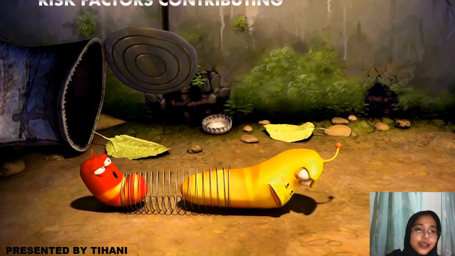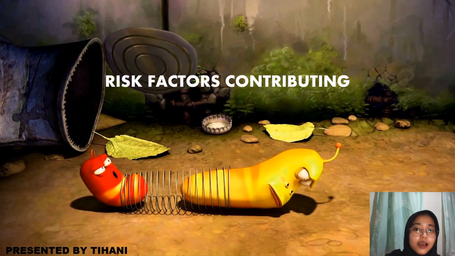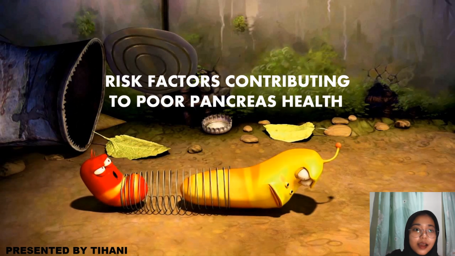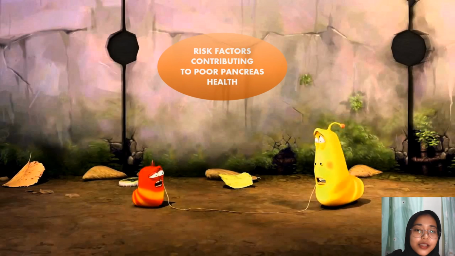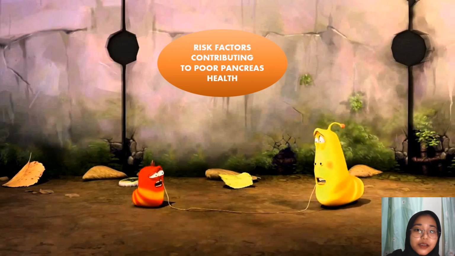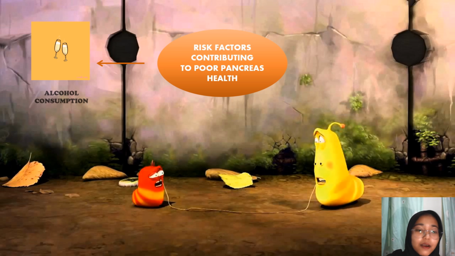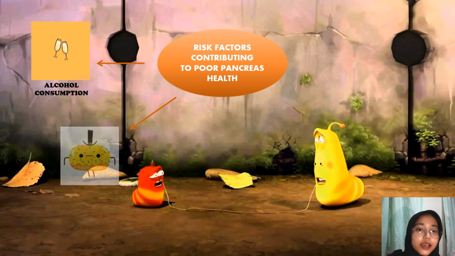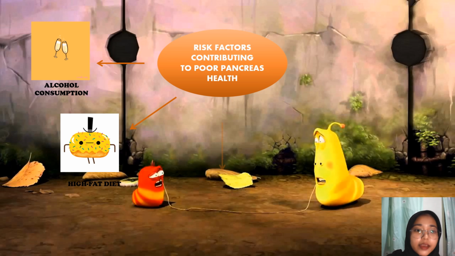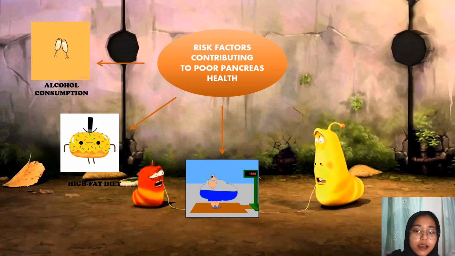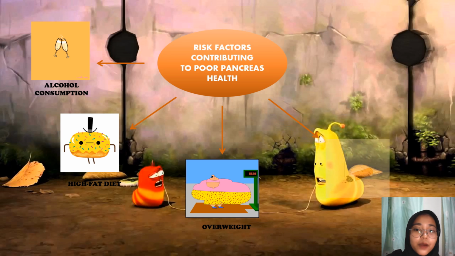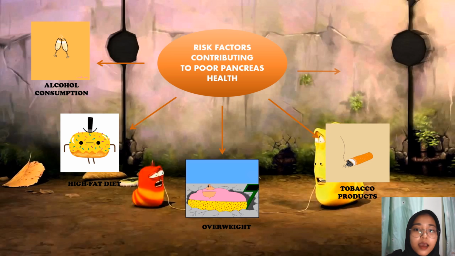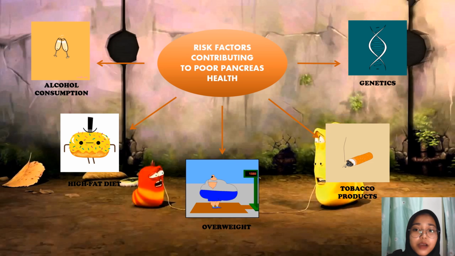Now, we'll look at the various factors contributing to poor pancreas health. The first one is alcohol consumption. The second is a high fat diet. The third is being overweight. The fourth is tobacco products. And the last one is our genetics.